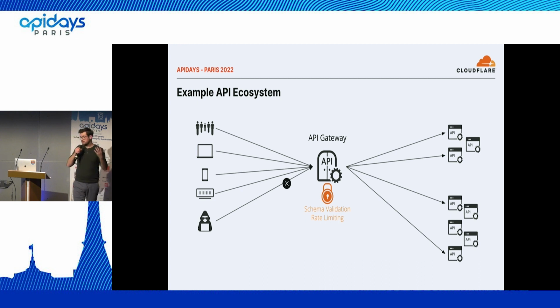Okay, so great. We have our API ecosystem. We have security put in place, this static security configuration, and we're keeping the malicious actors out. That is great. But then comes change.